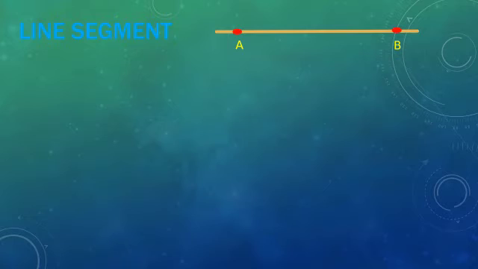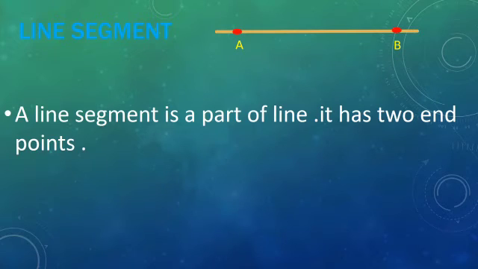Extend means to make longer. You can extend in the direction of an arrow mark. In a line you can extend, but in a line segment you can't extend. What is the definition? A line segment is a part of a line. It has two endpoints. End means finished, so you can't extend. In a line you can extend, but in a line segment you can't.